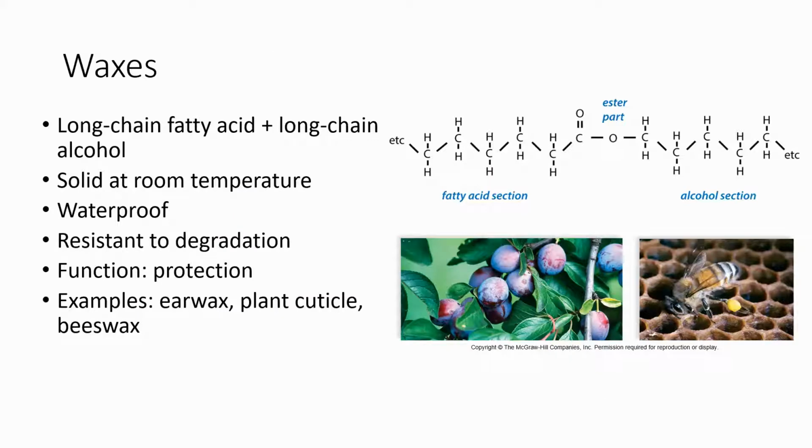Waxes are another type of fat. They're made of a fatty acid, but they've also got an alcohol. They're also solid at room temperature. Their importance is waterproofing. So if you've ever picked leaves off of a tree or a plant and scraped your fingernail across the surface, you may have gotten some waxy buildup under your fingernails. That is a protective layer of wax that plants have to prevent themselves from dehydrating. Beeswax is going to help protect the honey and the larvae in the hive, and earwax helps protect those delicate structures in your ears. It's also why you wax a car.